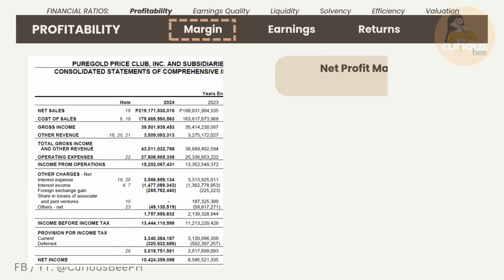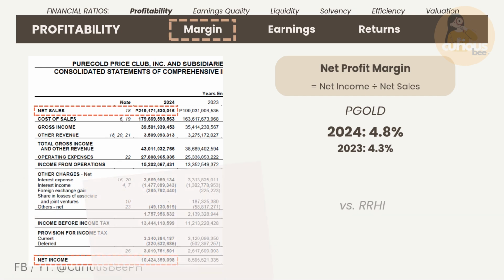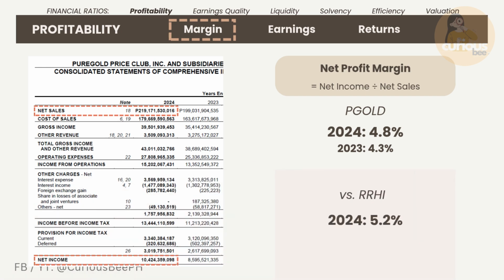The last margin is net profit margin. This is computed by dividing net income by net sales. This tells us that out of the company's 219 billion net sales, it was able to keep 4.8% for itself. In comparison, its peer was able to keep 5.2%. At this stage, the peer has a better margin.